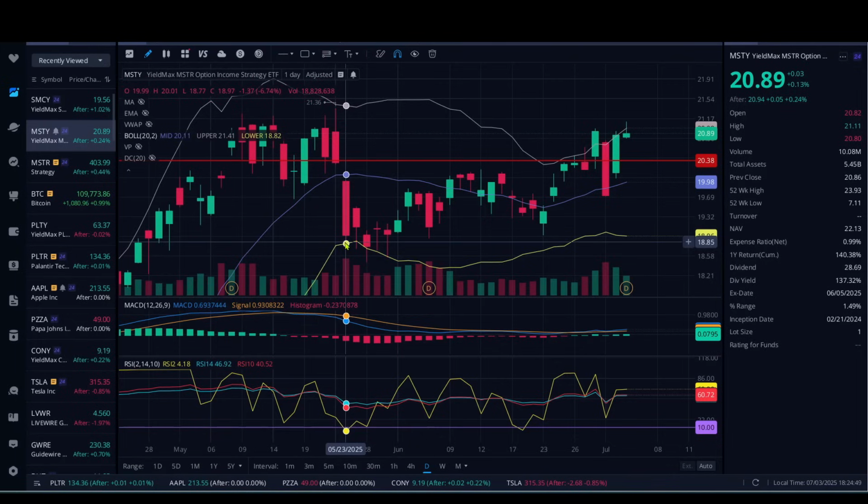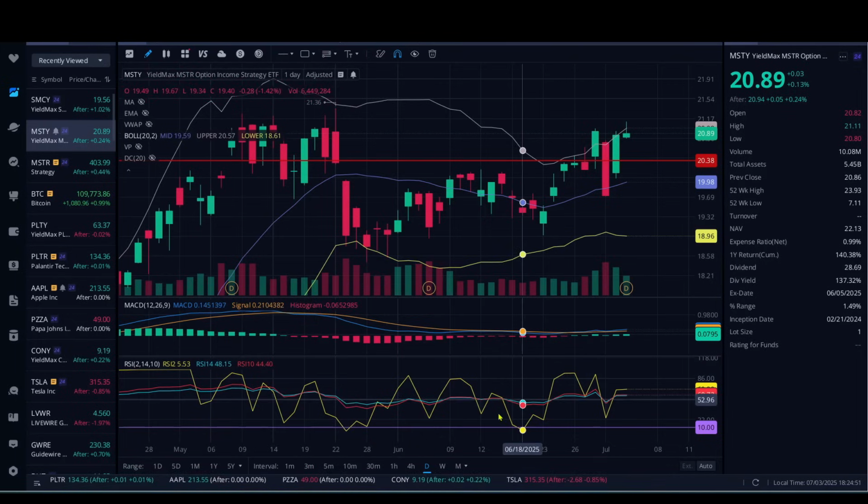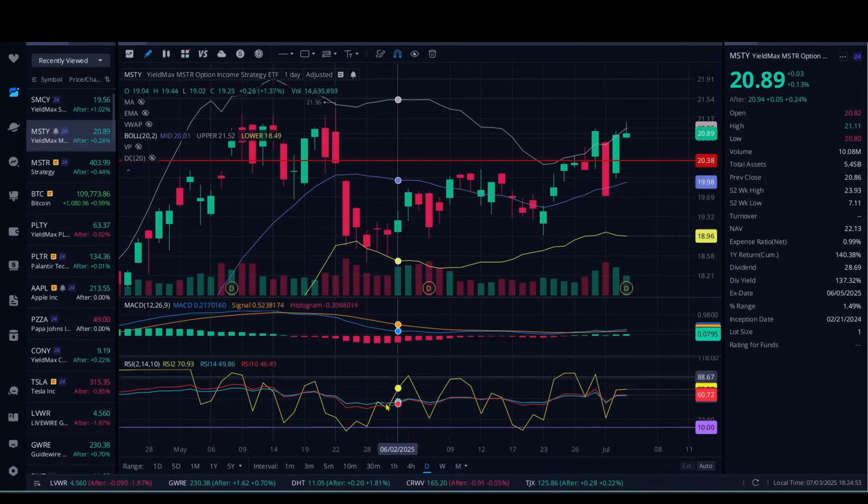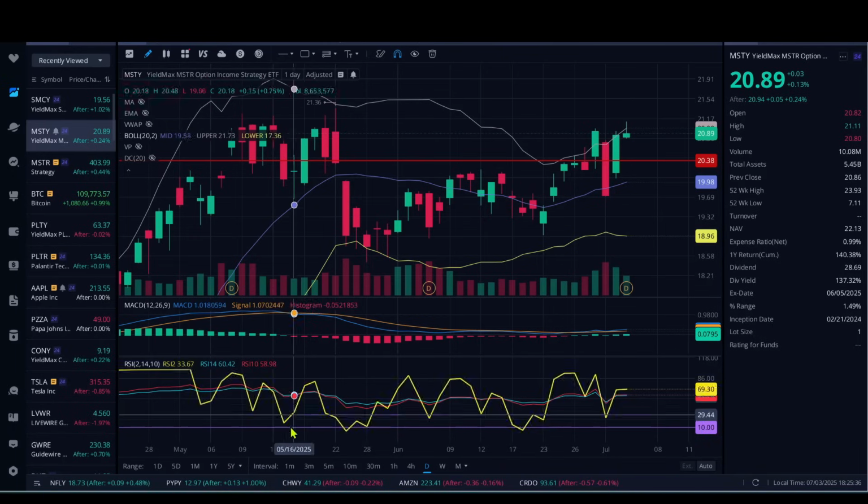Then the next thing I'm looking for is the RSI2. And this yellow line at the bottom right here, that's this yellow line at the bottom chart down here. When it goes below this line, and I've got a line drawn here at 10, right? Now there's several times it would get close to it.